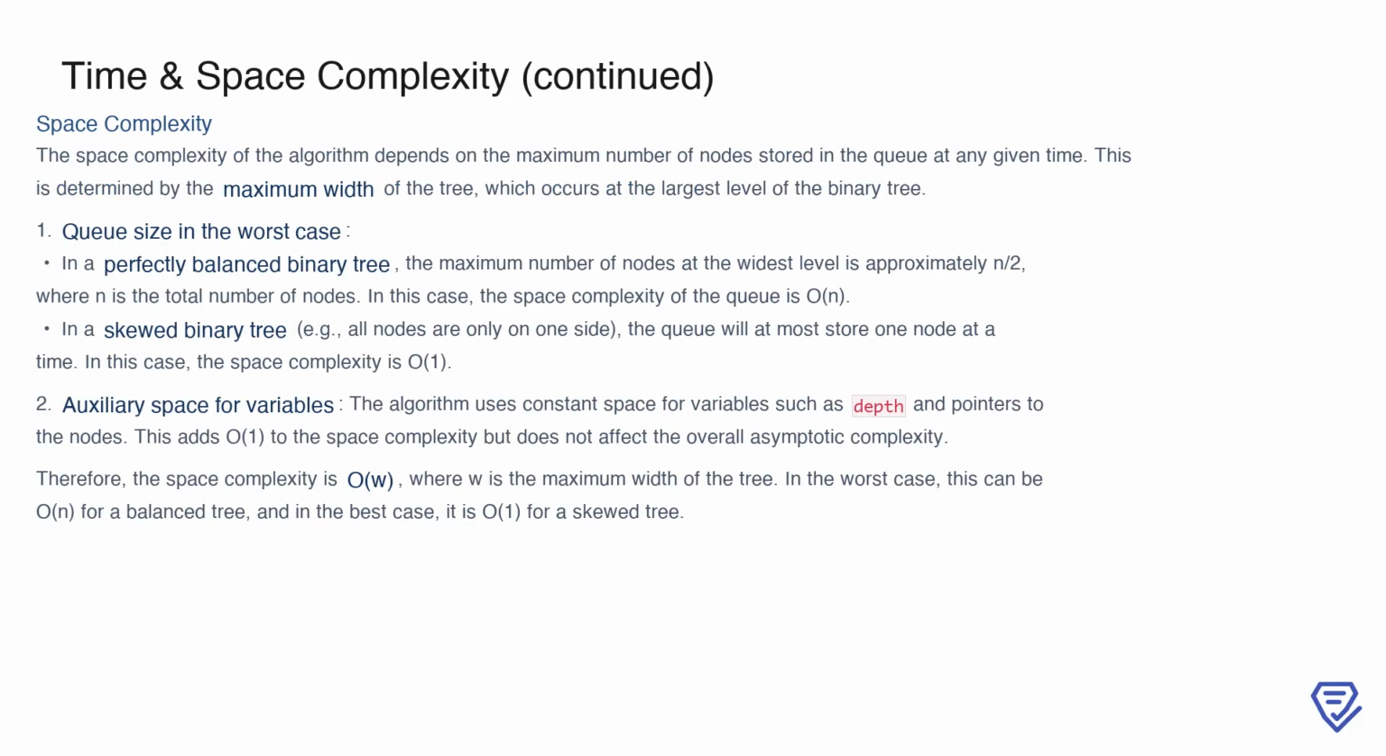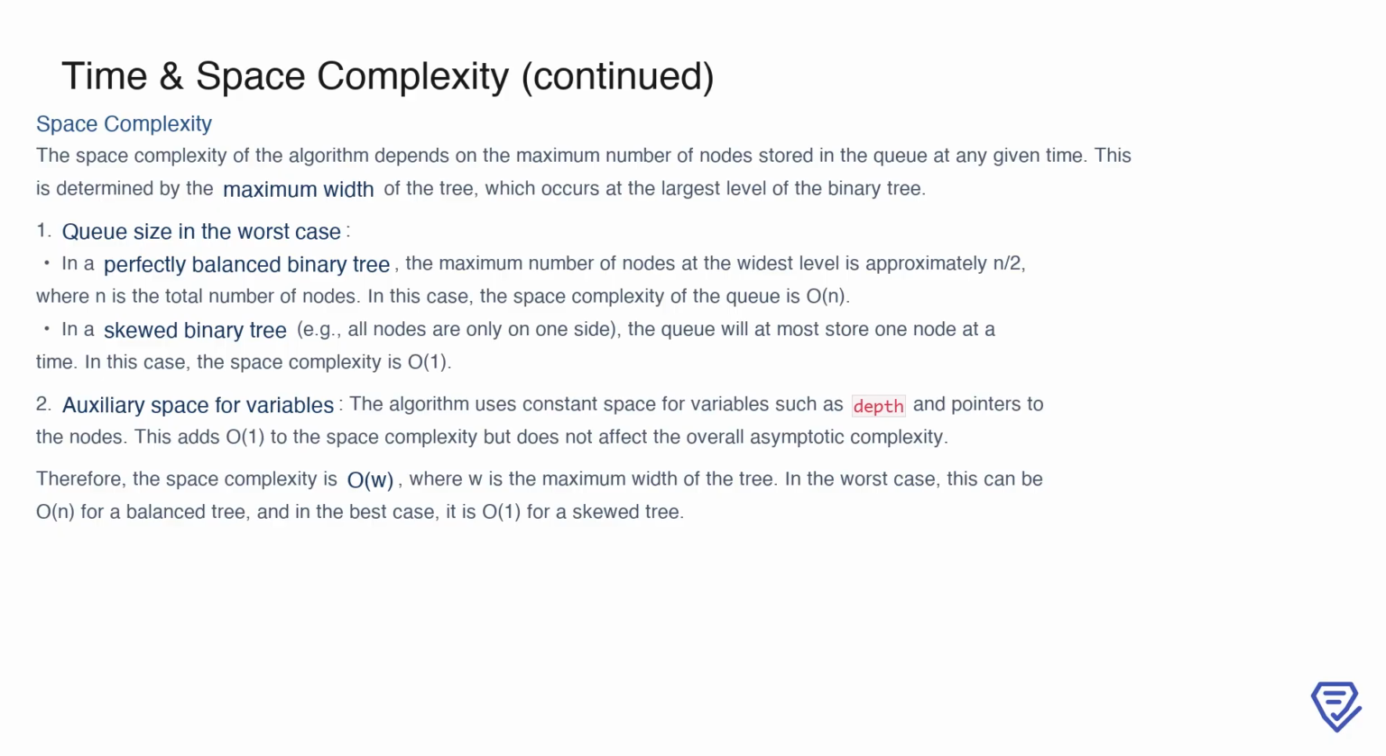The space complexity of this algorithm depends on the maximum number of nodes present in the queue at any given time, which is determined by the tree's maximum width. In a perfectly balanced binary tree, the widest level can have up to approximately n/2 nodes, where n is the total number of nodes in the tree. In this case, the space complexity for the queue would be O(n). On the other hand, in a skewed binary tree, where all nodes are on one side, the queue will hold at most one node at a time, resulting in a space complexity of O(1).